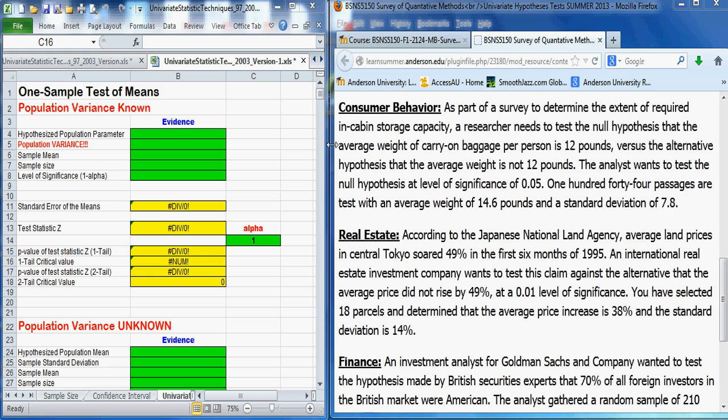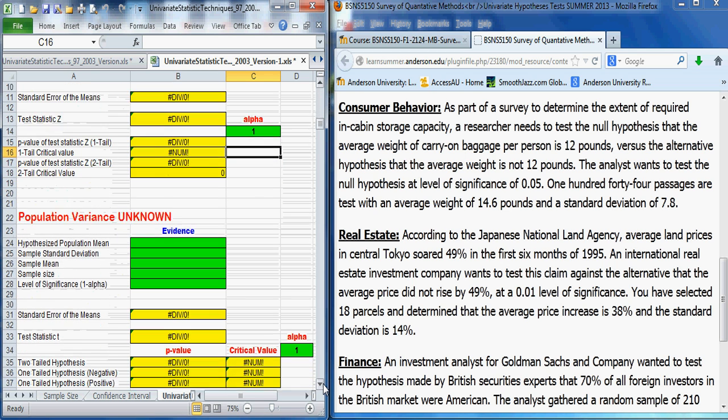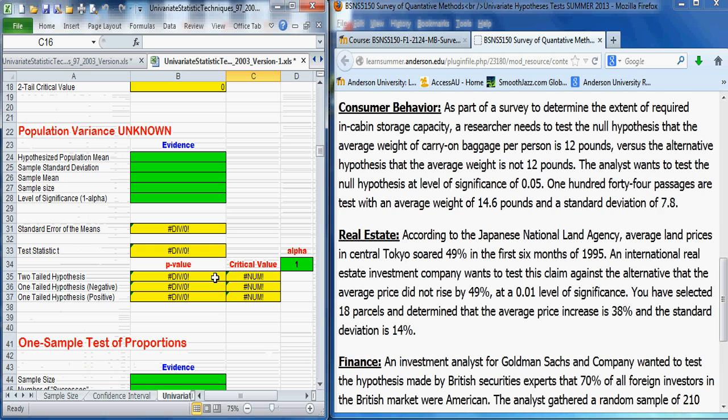So our null will be that average weight, mu, is equal to 12 pounds. And the alternative is that it is not equal to 12 pounds. So we look through the rest of the information, see nothing about the population variance, and therefore we're going to need to use the univariate t-test where the population variance is unknown. So let's start by collecting what we do know and have been given as information.